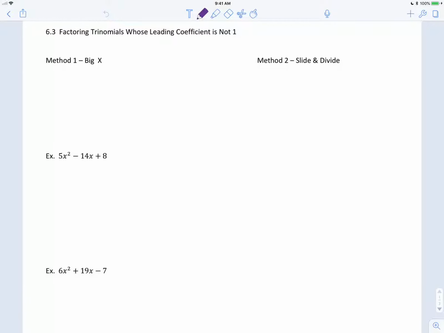All right, so today we're going to learn how to factor trinomials when the leading coefficient is not 1. These are going to be in the format of ax squared plus bx plus c. You notice in the last video we didn't have anything in front of that x squared term. That was just a 1, but now we're going to have to take into consideration something that's in front of that x squared.